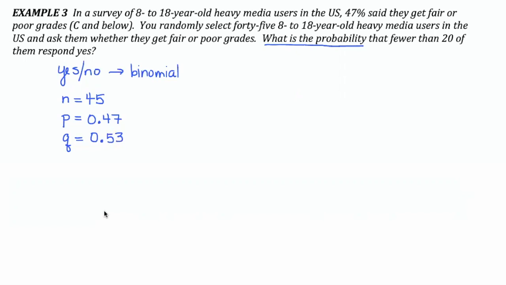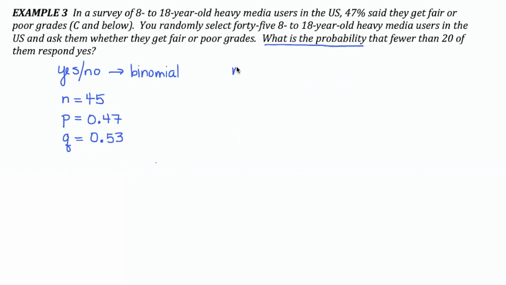And if we hadn't learned this idea of approximating with a normal distribution, if we want the probability that fewer than 20 respond yes, we'd have to let x be 0, 1, 2, all the way up to 19, and we would have used this formula nCx, p to the x, q to the n minus x. And again, having to do that 20 times would take forever. So this is the power of using the normal approximation. But first, we need to check and make sure that we can.